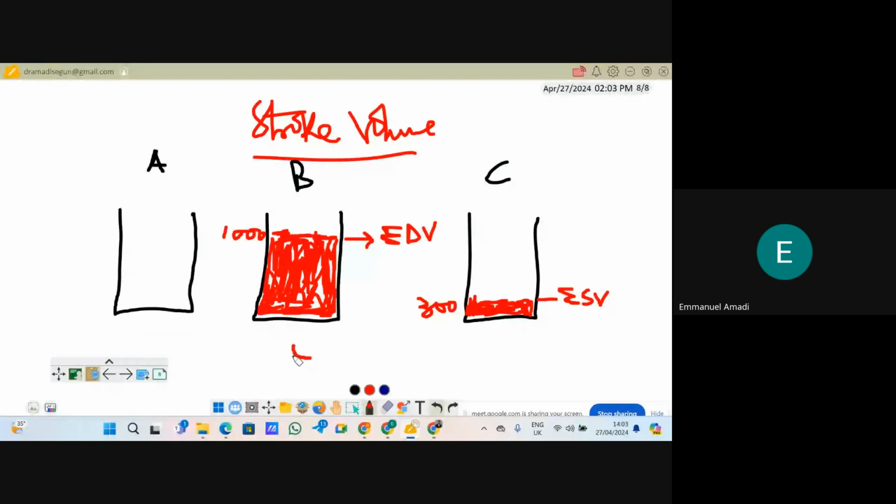How did we get 700? You look at the end diastolic volume. Total blood that was returned here was 1,000. Now, minus from it what was left after contraction, which is the end systolic volume. So 1,000 was brought. After contraction, 300 was left. It simply means that 1,000 minus 300 is 700. It simply means that 700 was what was pumped out of the heart. That is the stroke volume. So that is why the formula for stroke volume is end diastolic volume minus end systolic volume. It makes sense.